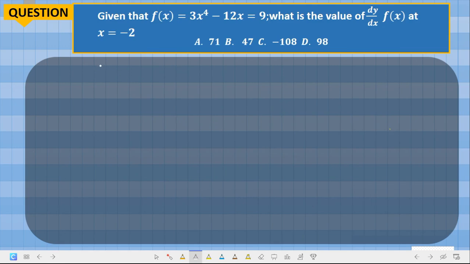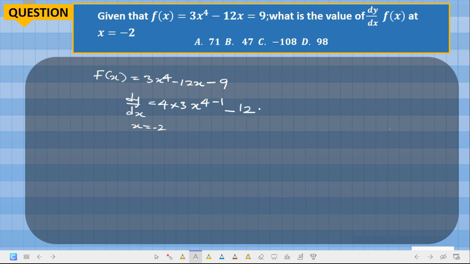Now, given that f of x is equal to 3x raised to the power of 4 minus 12x minus 9. Okay, this is supposed to be minus 12x minus 9. What is the value of dy/dx at x equals minus 2? Now differentiating this, dy/dx will be what? 4 times 3, then you write x to the power of 4 minus 1, minus, when you differentiate 12x it will give us what? 12. Differentiate 9, it will give us what?